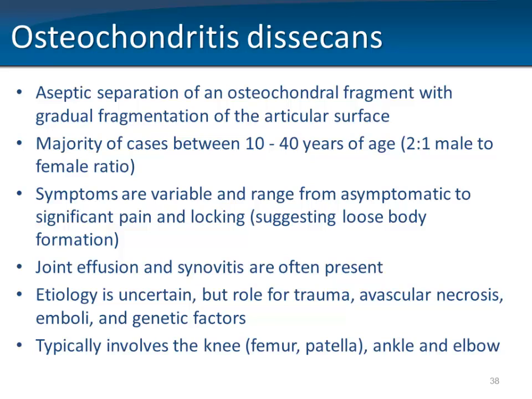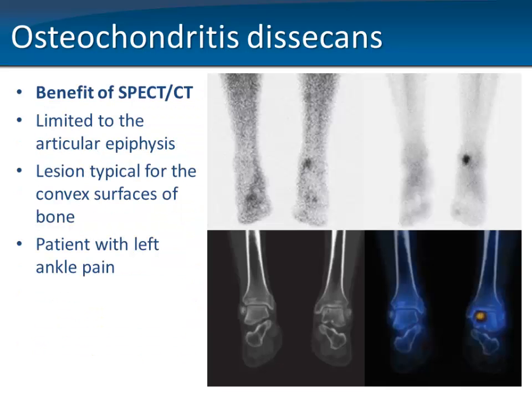And typically, what I see most frequently, it involves the knee, and to a lesser extent, the ankle and the elbow. And SPECT-CT really has become a game changer for this condition, simply because it has dramatically increased our specificity. Well, the lesion is typically limited to the articular epiphysis, and you can see it most of the time at a convex surface. And this is a patient presenting with left ankle pain, where you see the hot spot on the planar early and delayed phase imaging, but it is only if you do the SPECT-CT that you can now really call the lesion what it is and not mistake it for something else.